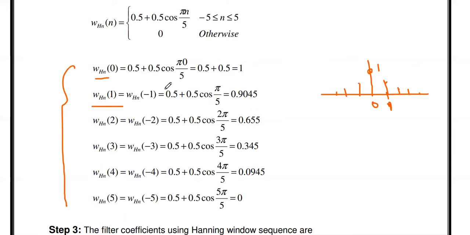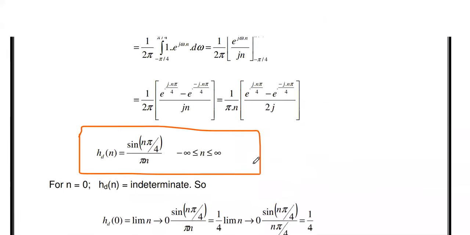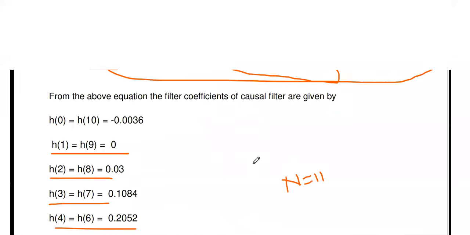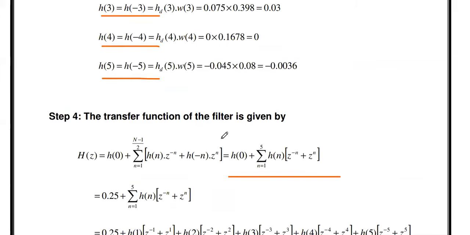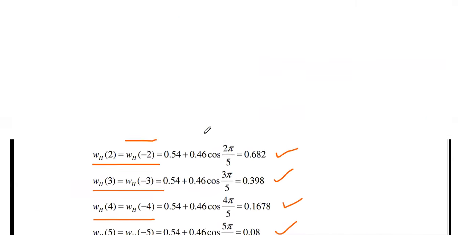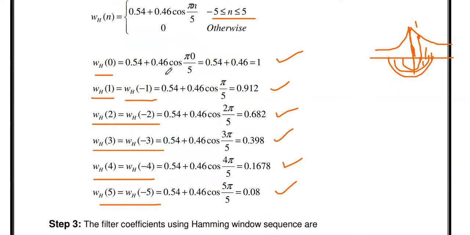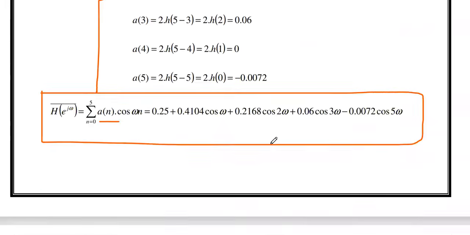Okay, so this is the thing. Once you calculate this windowing sequence, the value will differ from the Hamming window. So you see the Hamming window formula. In the Hamming window, the answer for WH of 0 is 1. WH of 1 is 0.912, 0.682 and so on. So here you see a small variation.